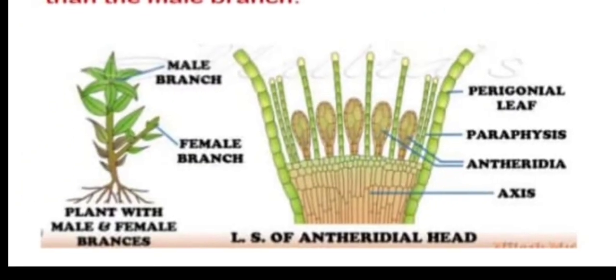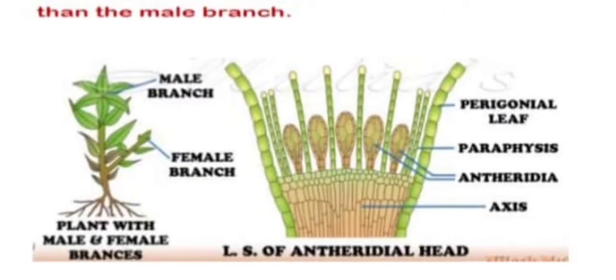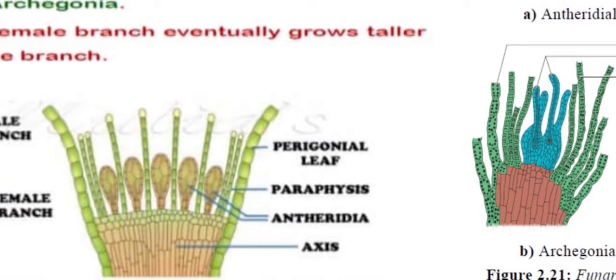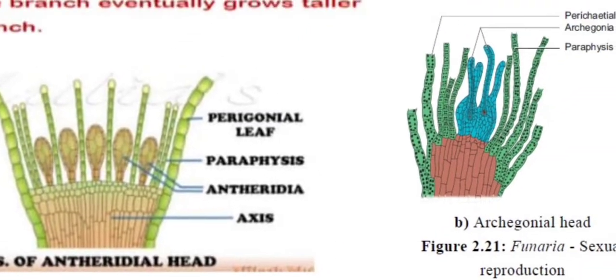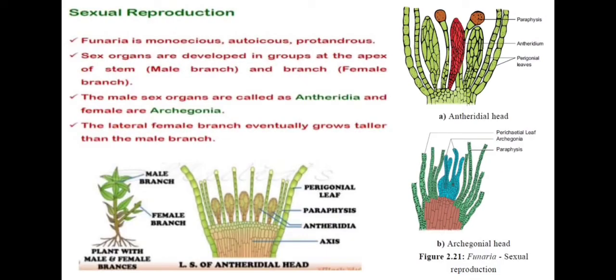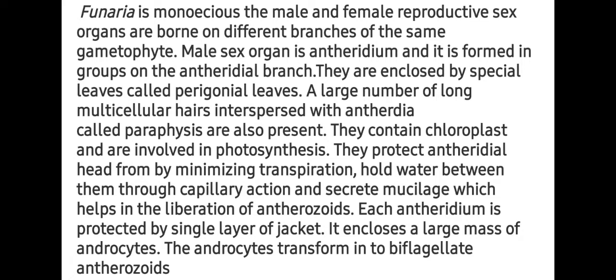So students, you can see in these images, on single plant both male branch and female branch arises. Male branch usually grows at the apex while the female branch grow on the lateral branches. And at maturity you will see antheridia, they are surrounded by the perigonial leaves which help in the protection, and interspersed are the paraphyses which are the sterile branches. While in case of female you will see perichaetal leaves are there which help in the protection. Interspersed are the paraphyses which also play important role in protection. So let's understand these in detail.